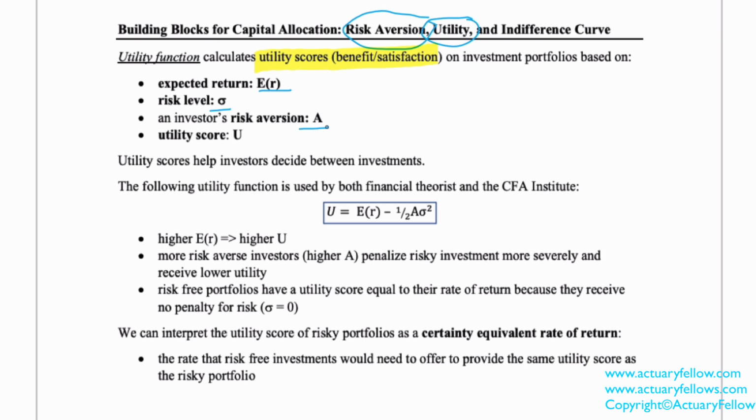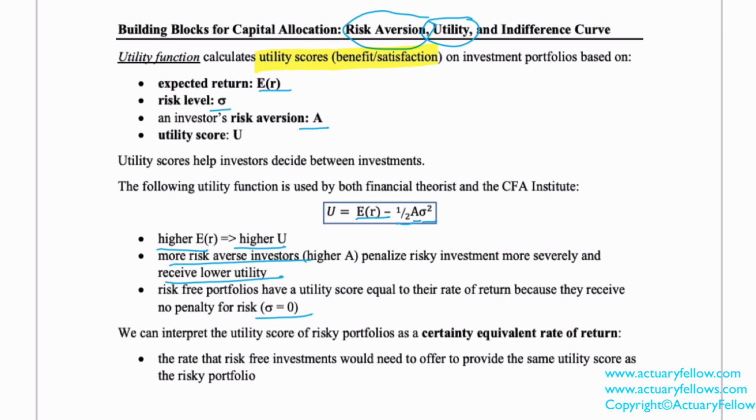A commonly used utility function is expected return minus 0.5 times risk aversion A times sigma squared. It's straightforward to see higher expected return would lead to higher utility. More risk-averse investors have higher risk aversion that would make the second term of the utility function larger, so utility would be lower. For a risk-free asset, the utility equals its expected return. Because sigma is 0 for risk-free asset, the second term in the utility function is 0.